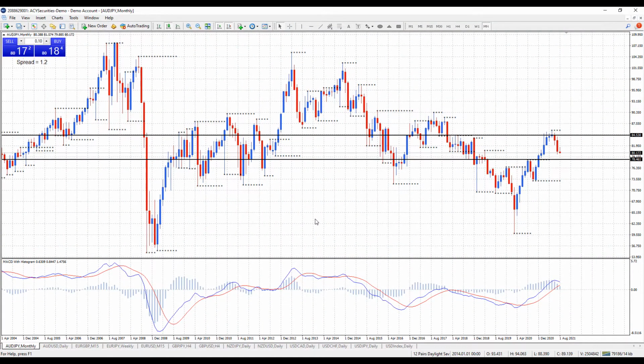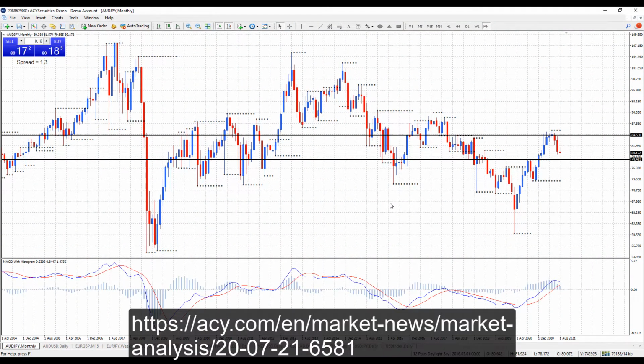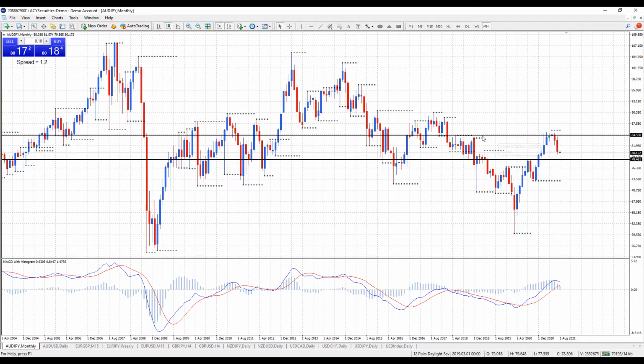Alright, so let's review this pair back on the 20th of July. And we've been having a decline. Now this is the monthly chart. So we've been failing at this resistance level here at 84.53. And we've had two negative months down, and this month's currently negative on the open.